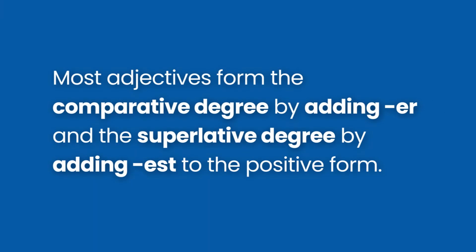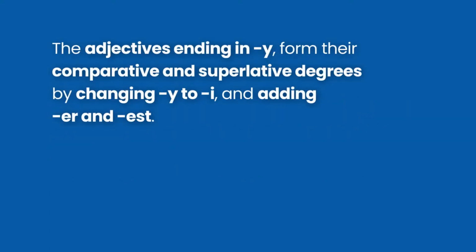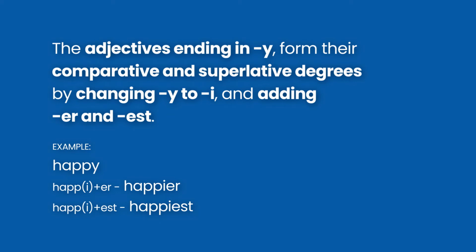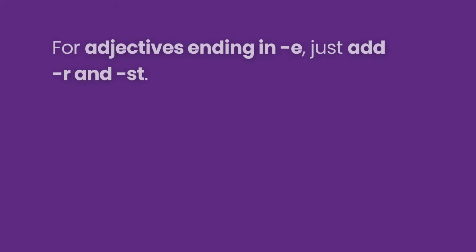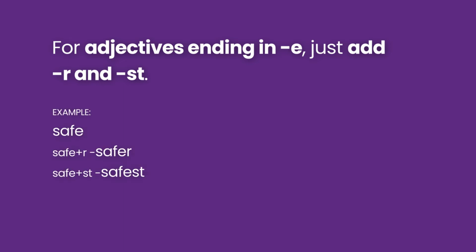Most adjectives form the comparative degree by adding er and the superlative degree by adding est to the positive form. The adjectives ending in y form their comparative and superlative degrees by changing y to i and adding er and est, as in happy, happier, happiest. For adjectives ending in e, just add r and st, as in safe, safer, safest.